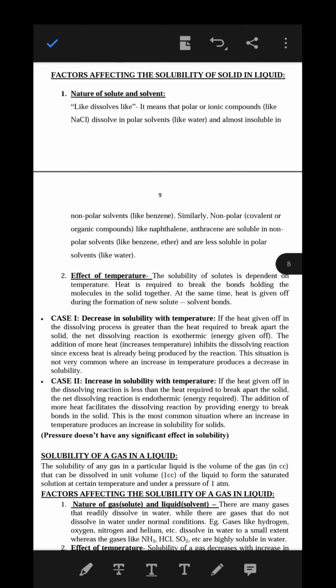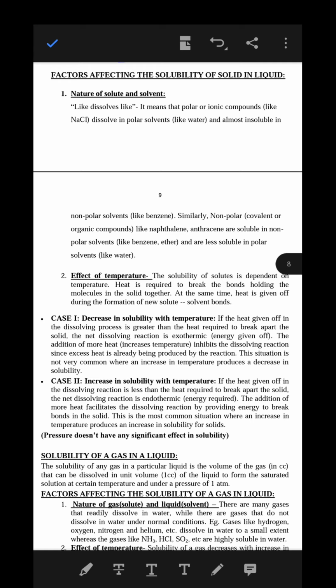The nature of solute and solvent can be understood by saying that like dissolves like. It means that polar or ionic compounds like NaCl get dissolved in polar solvents only, that is water, and are almost insoluble in non-polar solvents like benzene. Similarly, non-polar compounds, that is covalent or organic compounds like naphthalene and anthracene, are soluble in non-polar solvents like benzene and ether, and less soluble in polar solvents like water.